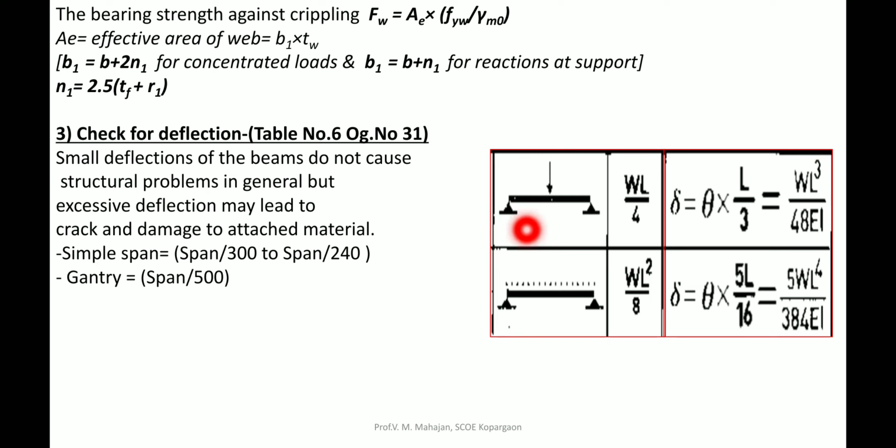First, for a simply supported beam with a vertical load, the moment is WL by 4 and the total deflection is theta into L by 3. So the whole equation is WL cubed divided by 48 times EI, where E is the modulus of elasticity and I is the moment of inertia. For the next beam, the moment is WL by 8 and the deflection is 5 times WL raised to 4 divided by 384 times EI.